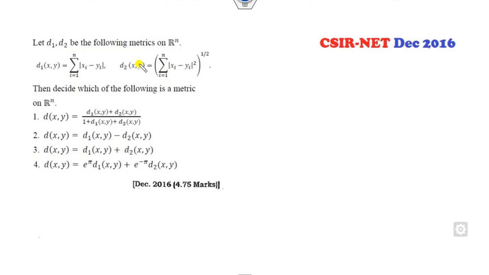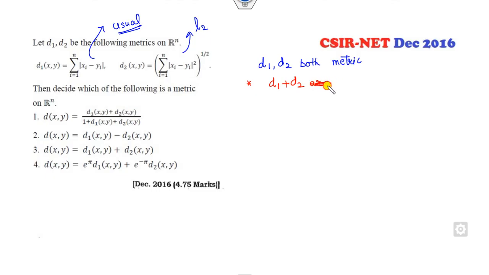Okay, look at this one. Now you can see this is my Rn. This is my simple usual metric. This is my L2 metric, that is the LP, L2 are there. So what is the meaning of that? D1 and D2 both are metric. Fine. Now once both are metric, we can see about that. So what does it mean? If they are there, then the sum is also a metric. Fine, so this is satisfied.